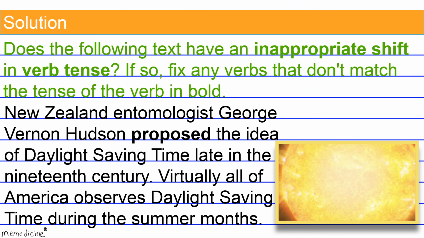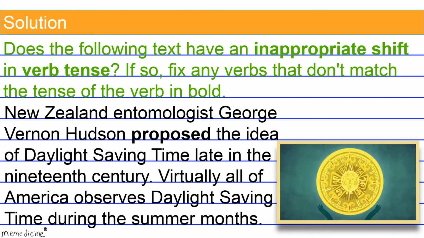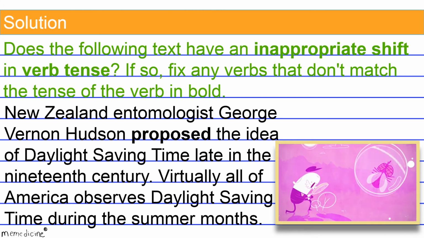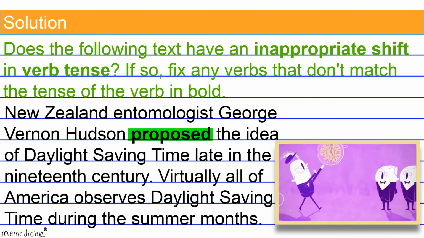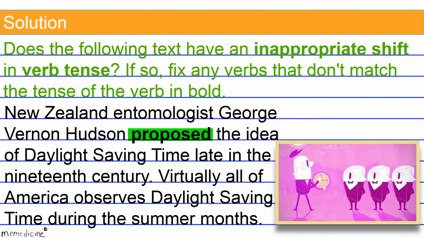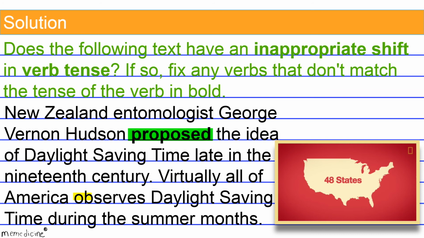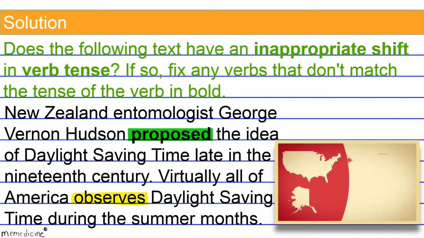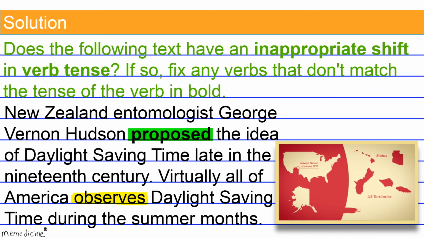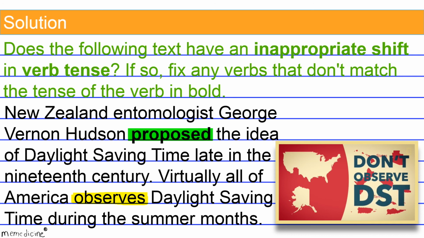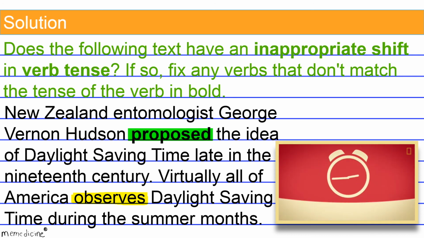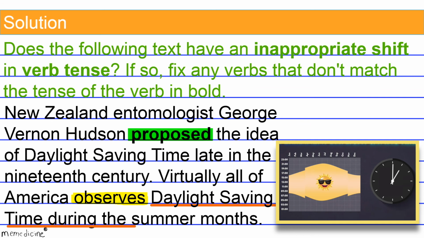All right, back to the original question, now for the solution. Look at the verb in bold, proposed. It is in the past tense. However, notice that the second verb, observes, is written as a simple, singular, third person present tense verb form. With the verb observes, the sentence shifts to the present tense to discuss the general truth that virtually all of America keeps daylight savings time.